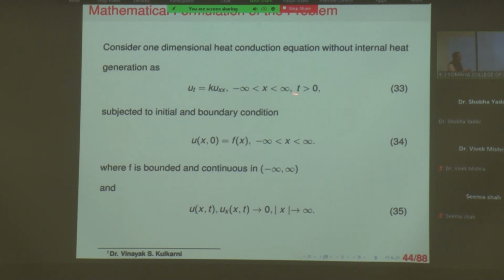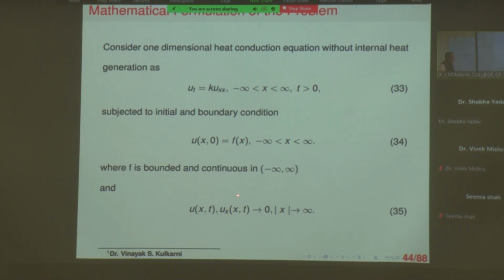Now look at this: x ranges from minus infinity to plus infinity, t is greater than or equal to 0, and the initial condition is that the initial temperature of the rod is f of x again, which is an arbitrary unknown function, okay, and f is bounded and continuous. This is the essential condition I will have to consider, because this is the mathematical requirement of the problem.